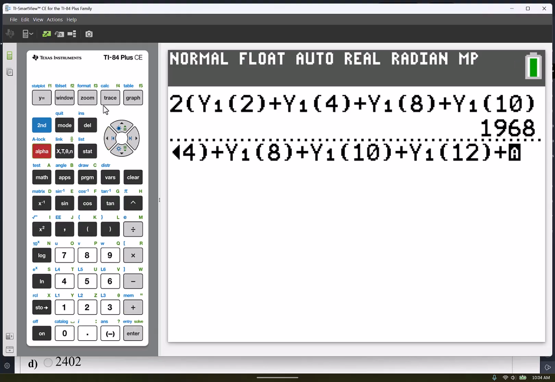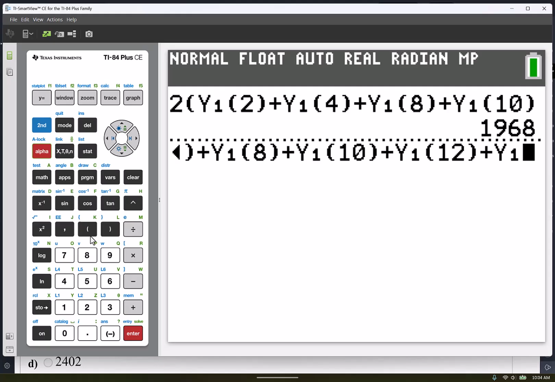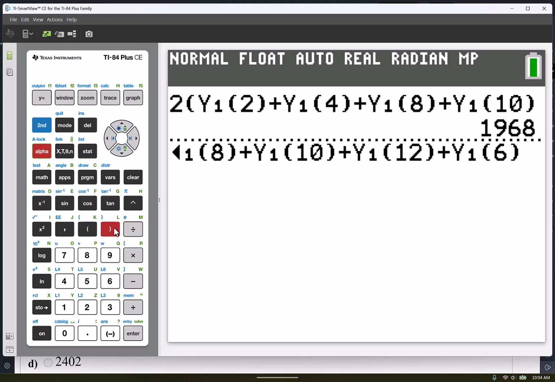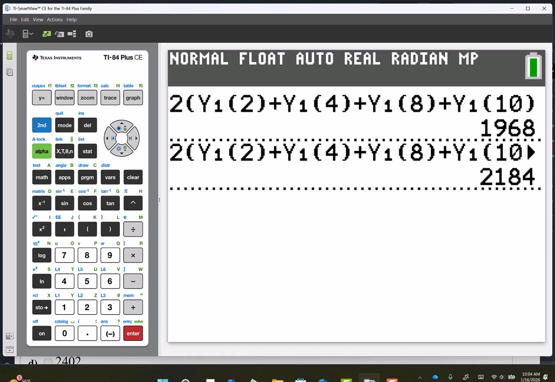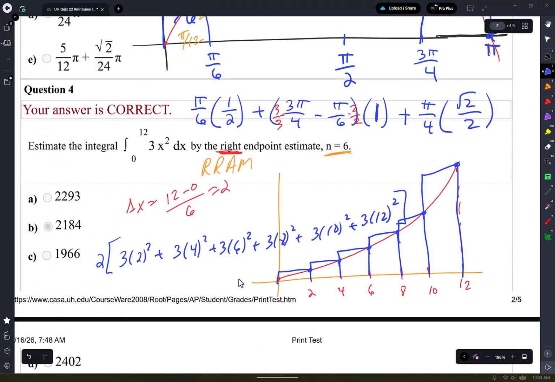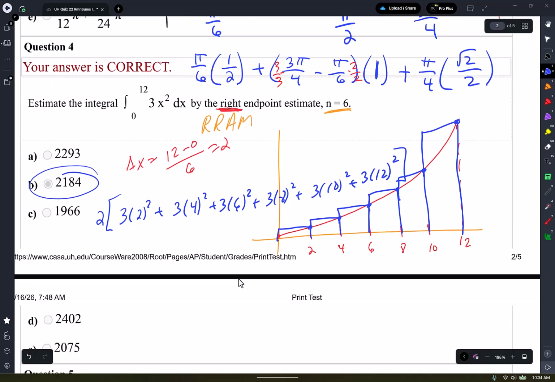Plus alpha trace y1 at 6. That's the only one I'm missing, right? All right. Now 2184. That one in there. Okay, good thing the other one wasn't in there. That would have circled it. Cool or not cool?